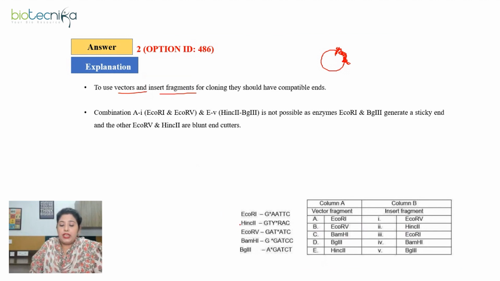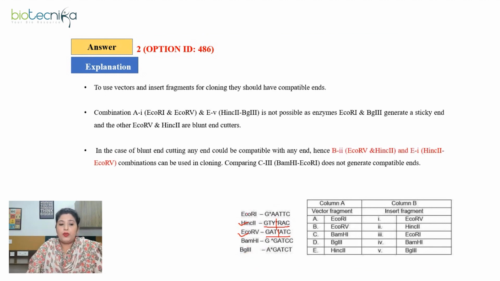So if you see all the restriction enzymes, we have two enzymes which generate blunt ends, right? So what are the enzymes which generate blunt ends? Here you can see EcoRV and we have HincII. You can see here, they generate blunt ends, because the cleavage is just from the center of the recognition sequence, right? So they don't generate sticky ends, they generate blunt ends. However, EcoRI, BamHI and BglII generate sticky ends.